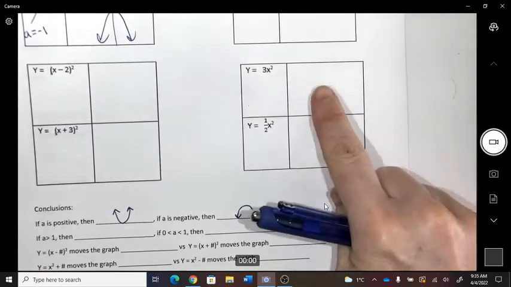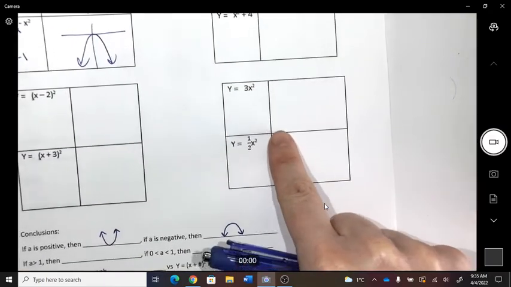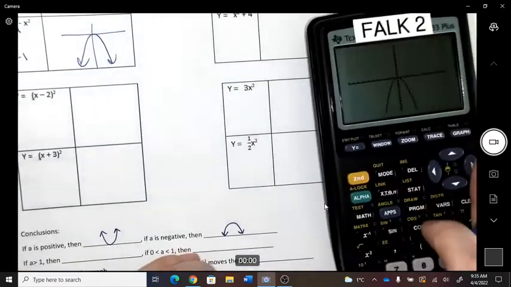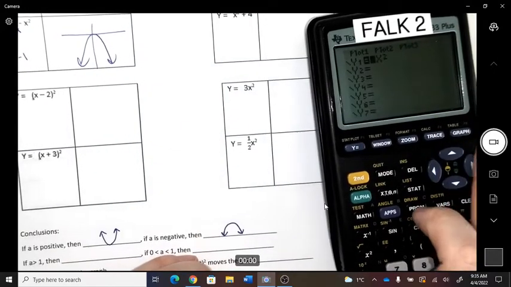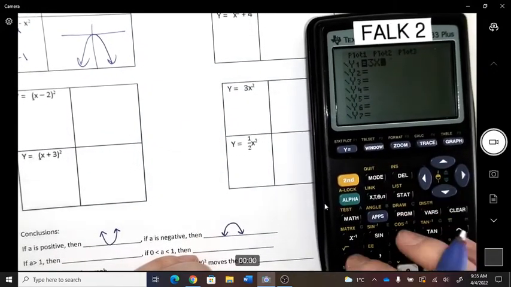Okay, let's go to this box next. Tell me, typing this in, y equals 3x squared.